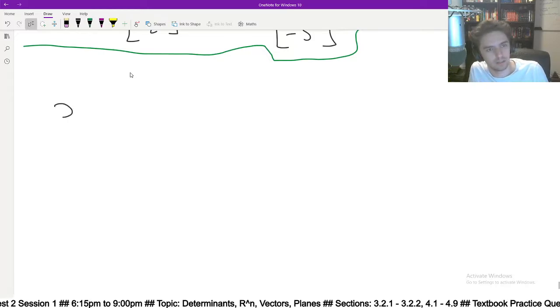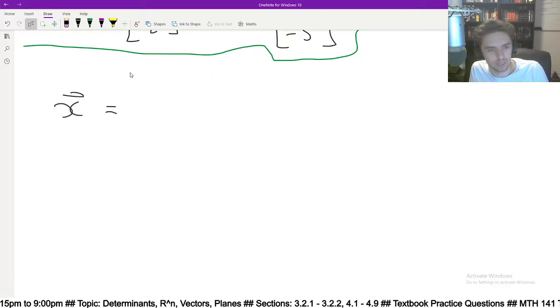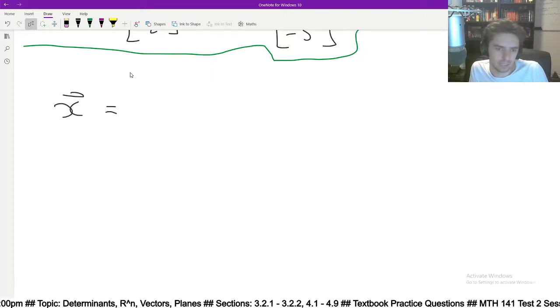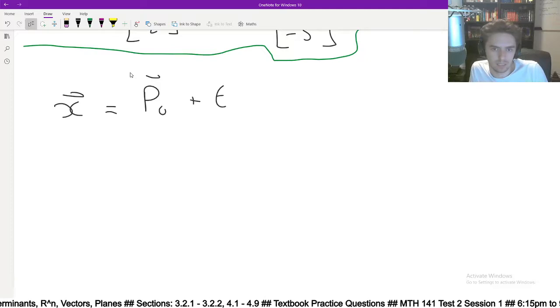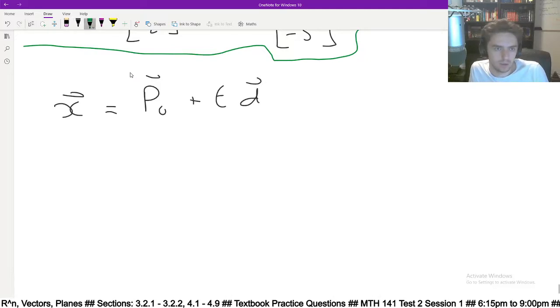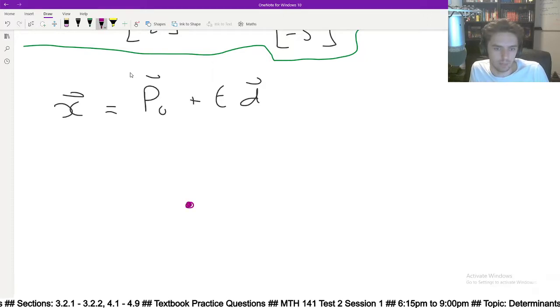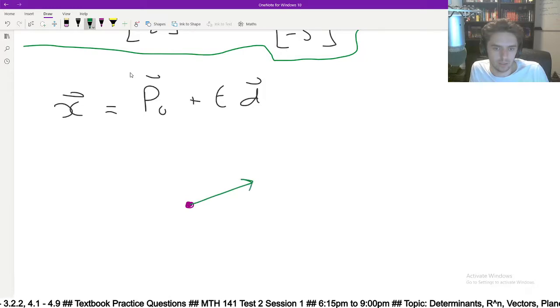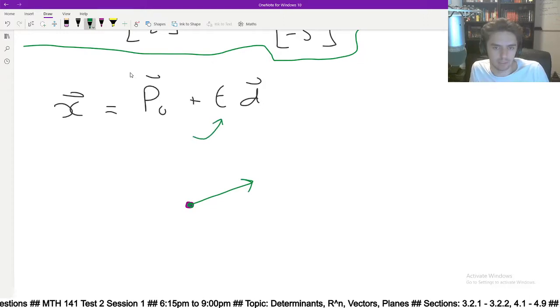So the vector equation of a line is written like this: p naught plus t times the direction vector. All this means is that in Rn, you choose a p naught, some point to start at. You choose a direction vector, and any point that is on the line can be expressed as starting at that point and then going a multiple t times the direction vector.